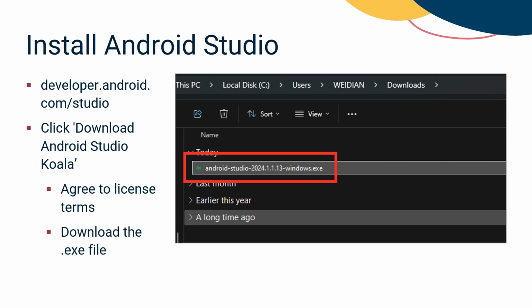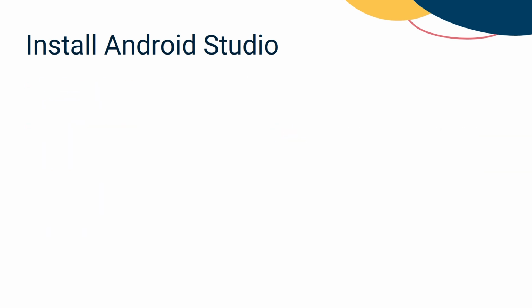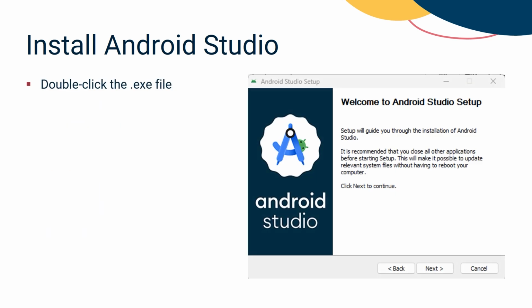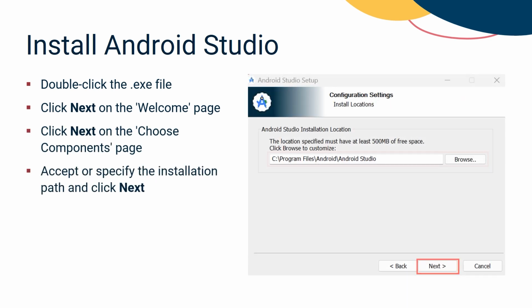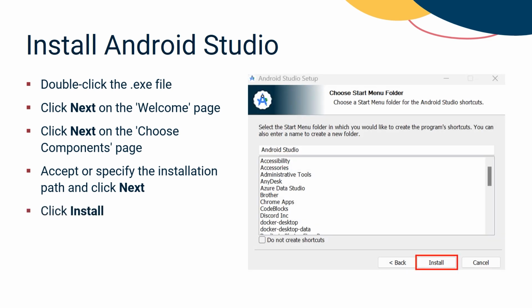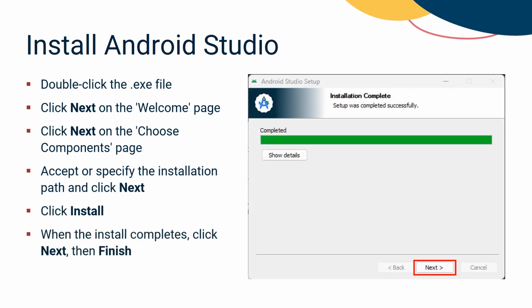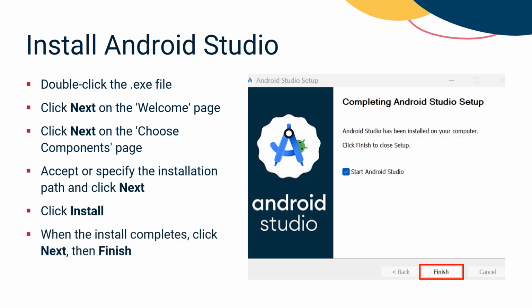The current exe file will be downloaded to your default folder, such as Downloads. Double-click the exe file to start the installation and click Next on the Welcome page. Click Next on the Choose Components page. On the Configuration Settings Install Locations page, accept the default path or specify the path where you want Android Studio to be installed and click Next. On the Choose Start Menu folder page, accept the default folder and click Install. On the Installation Complete page, click Next and then click Finish.